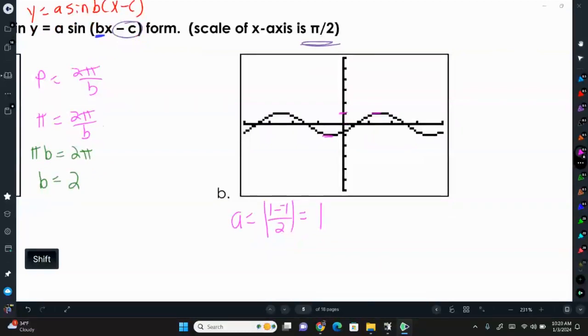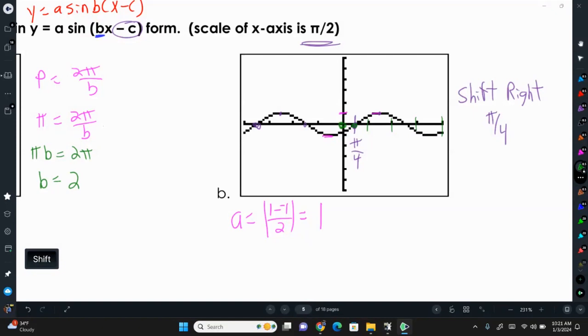Now this one does look a bit more confusing because our critical values don't look like they're right at our tick marks. Here's one of our x-intercepts, here's another x-intercept, and our maxes are not lining up with those tick marks, but they look to be about halfway in between. Well, if each tick mark was pi over 2, then halfway would be pi over 4. So our graph has been shifted right pi over 4, because remember we normally start at 0, 0, and now our starting point is here at pi over 4. All right, so we figured out our shift.